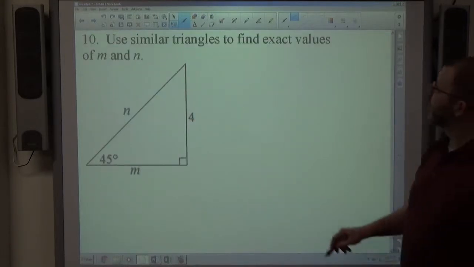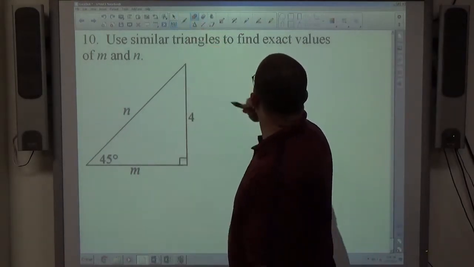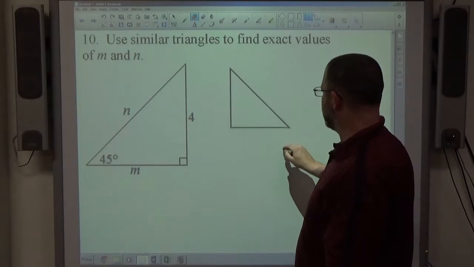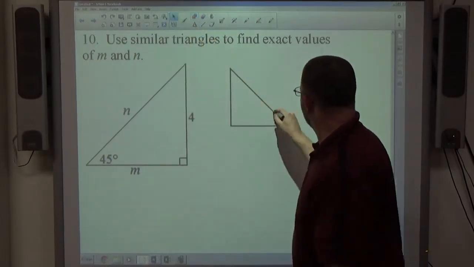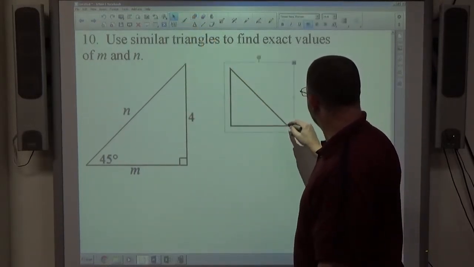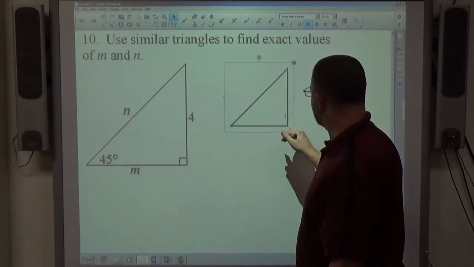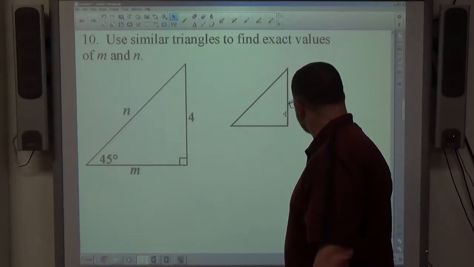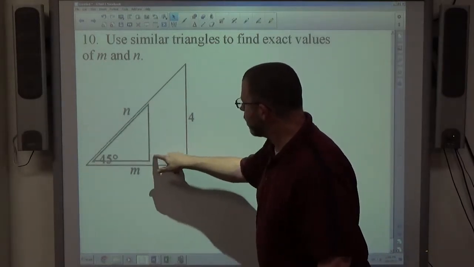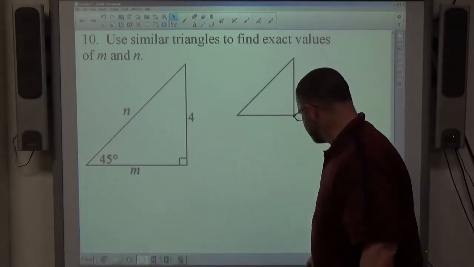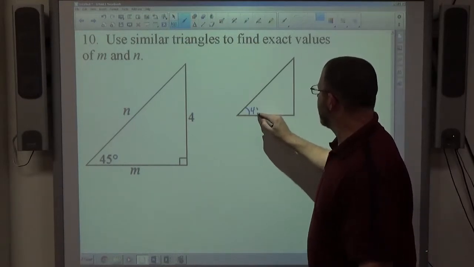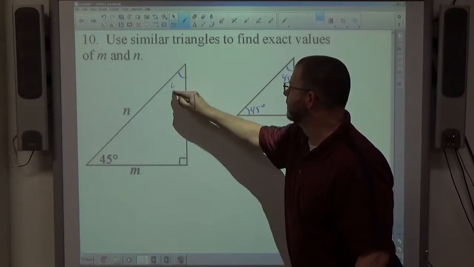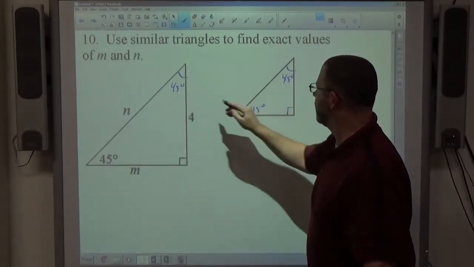Number 10, similar triangles to find exact values of m and n. And what we want to do first is draw a right triangle with the same orientation as that one. There we go, 45, 45, 90. It doesn't matter how big it is, but just know that we have a 45-degree angle down here. This, of course, is 45 up here also, as this would be a 90-degree angle down here.